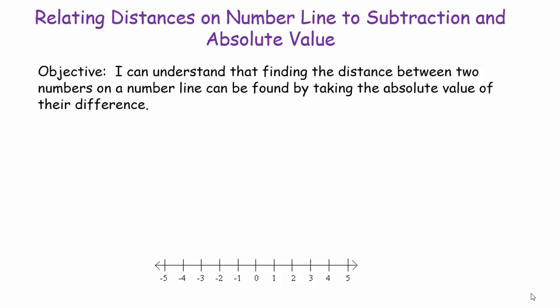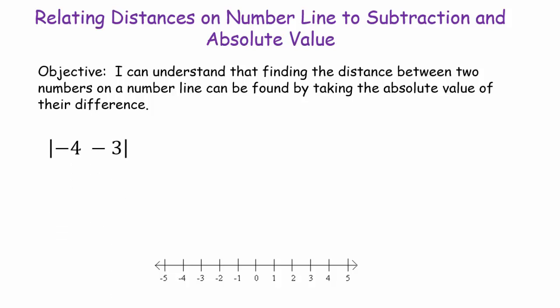Today we're going to relate distances on a number line to subtraction and absolute value. So our objective is, I can understand that finding the distance between two numbers on a number line can be found by taking the absolute value of their difference.